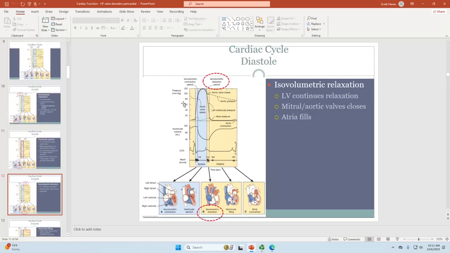Now during diastole, we have an isovolumetric period as well, which is this small base over here just after systole has completed. Here the left ventricle continues to relax, continues to open and expand. The mitral and aortic valves close again, and the atria fill with blood. So during the diastole phase, the atria are filling with blood.